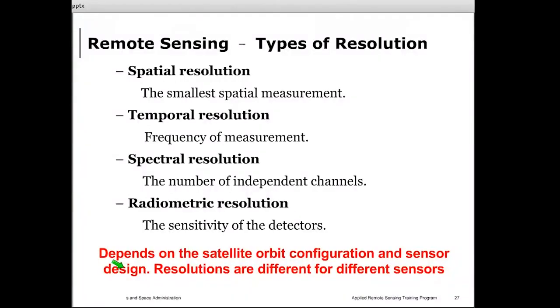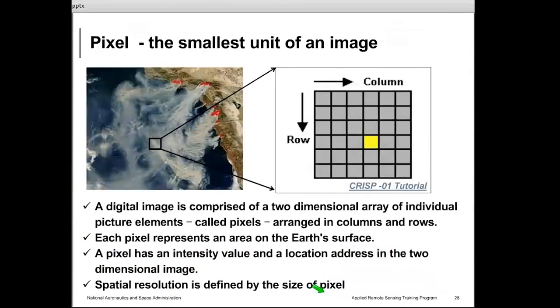Okay, moving on to the resolution. Resolution is also a very important aspect of satellite remote sensing, and there are different types of resolution: spatial, temporal, spectral, and radiometric resolution. And we'll go through one by one and see what they mean. Depending on the satellite, its orbit configuration, and its sensor design, they can be different for different sensors. And this is one of the most important aspects when we use satellite data for air quality applications.